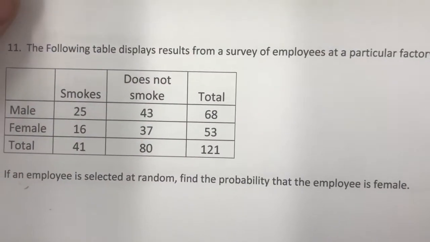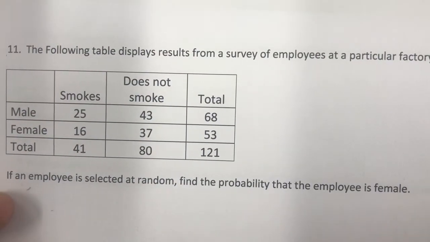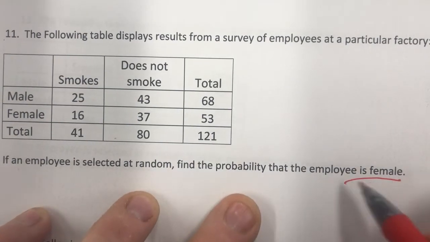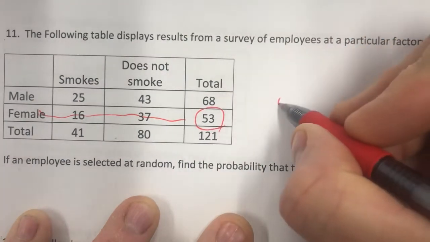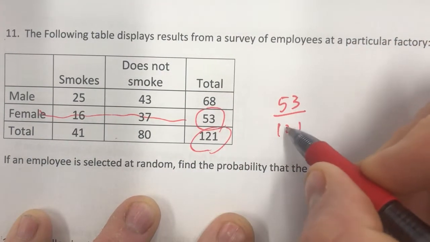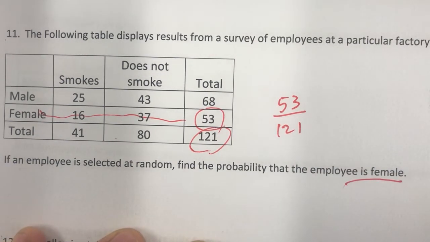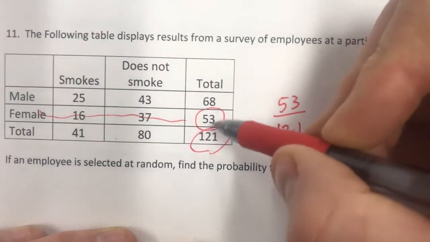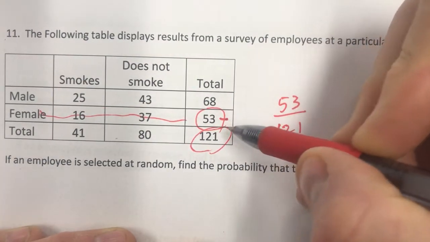All right, what about this one? All right, and this is the same employees thing. Find the probability the employee is female. So female right there, total, 53 total. And there's 121 total. Okay. So see the difference here, probably that it's female, the total female divided by the total.